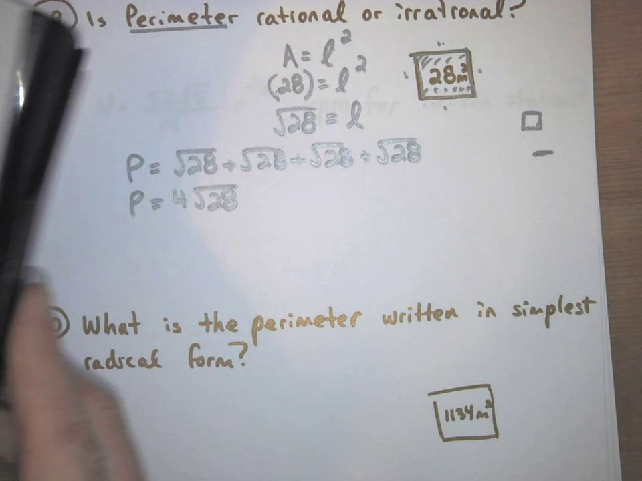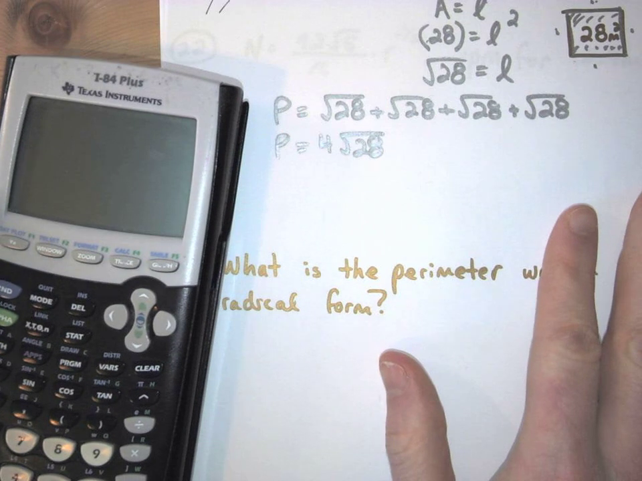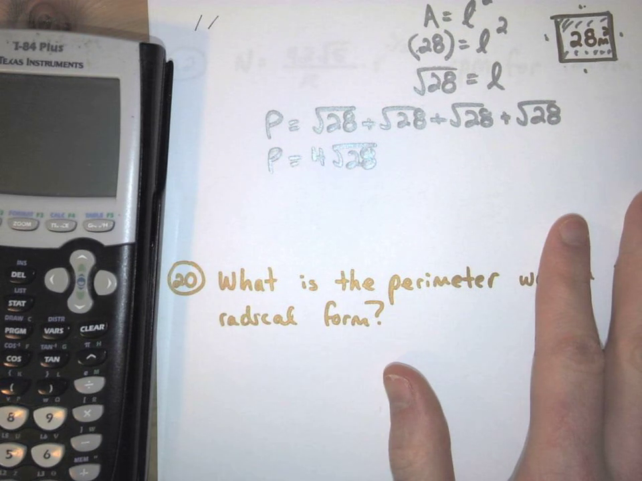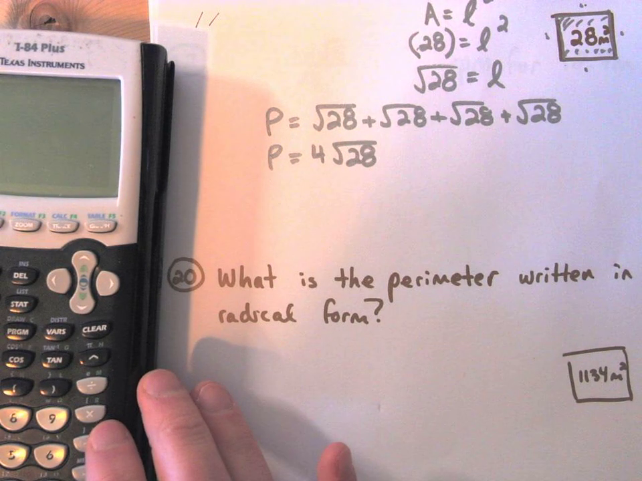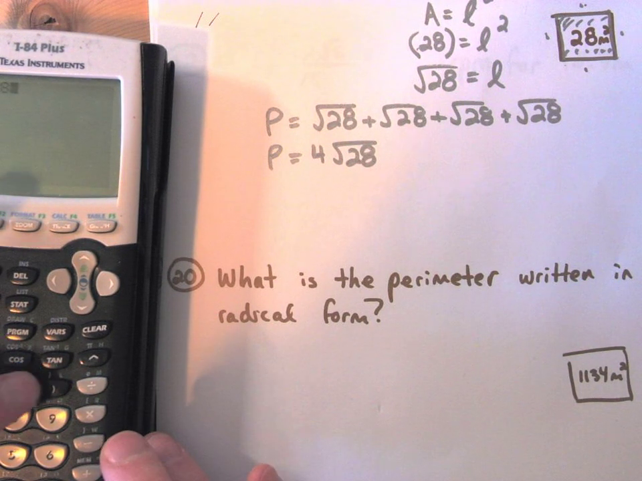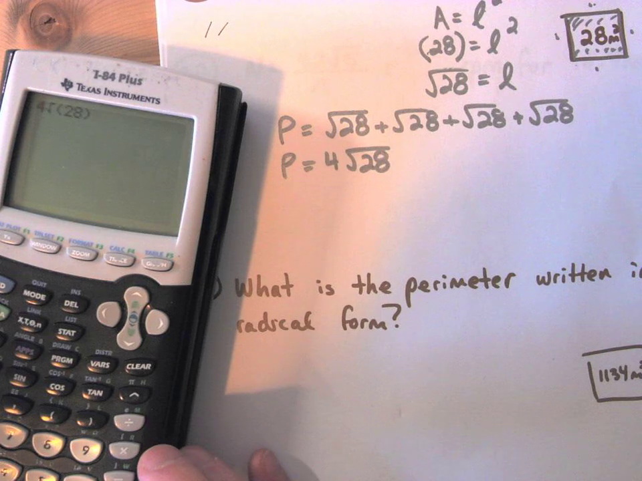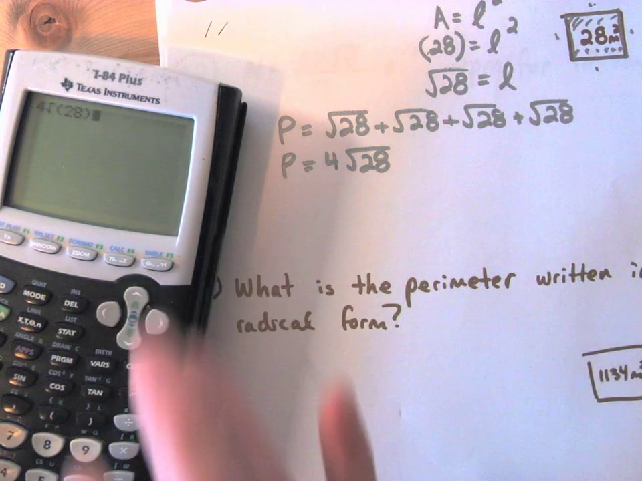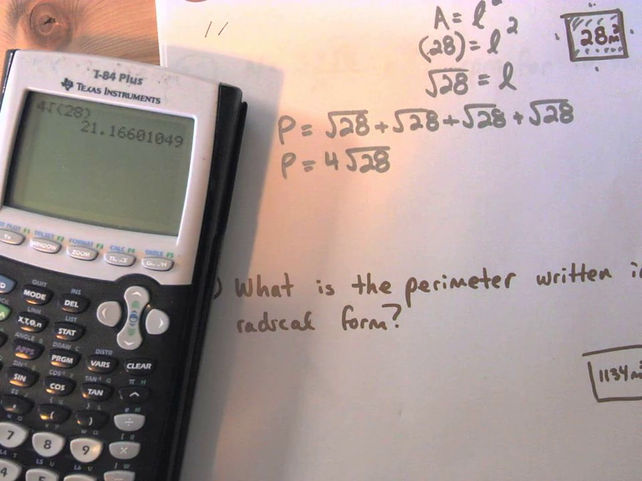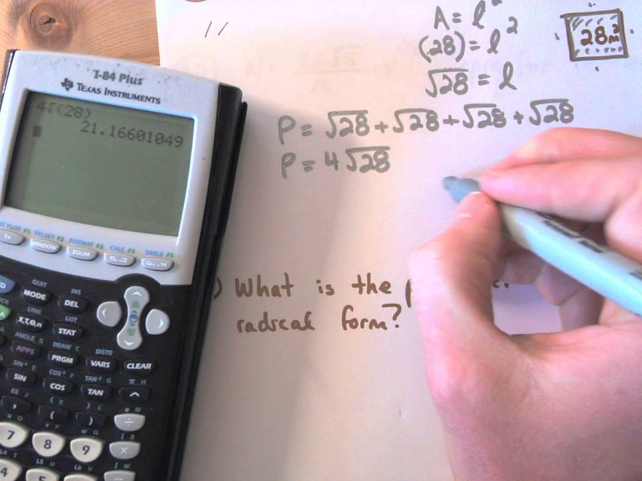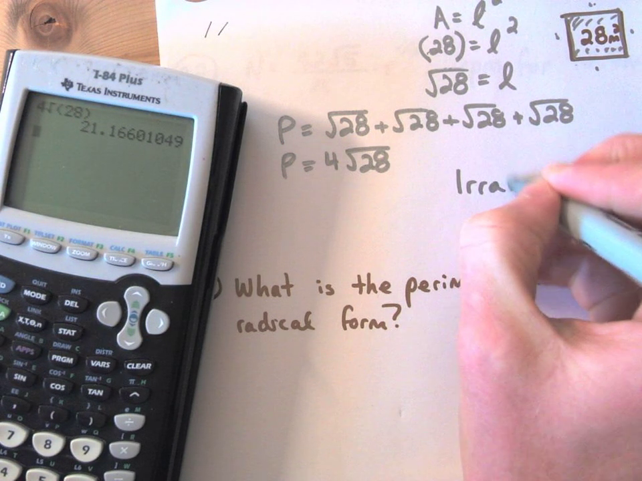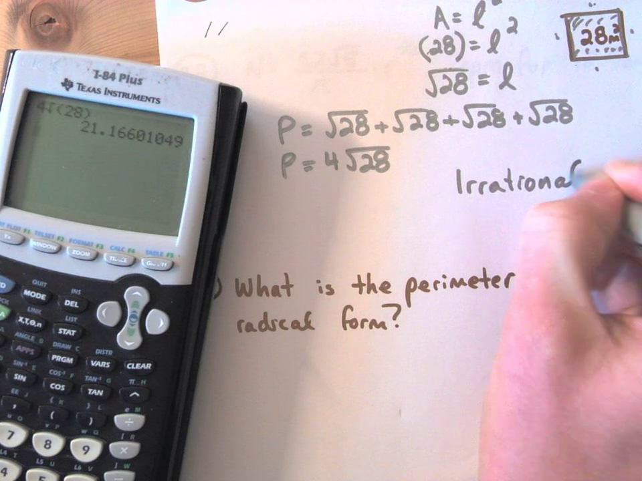So we're going to just plug it into our calculator. So we're going to take our calculator out. The light kind of makes it worse. So we can go 4 root 28, just like so. 4 times root 28. Oops. And we get 21.16601049. So I'm going to say it is irrational by looking at that.